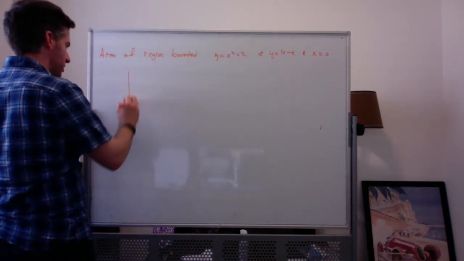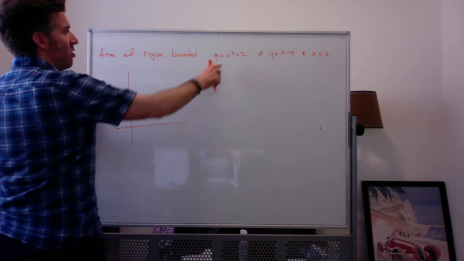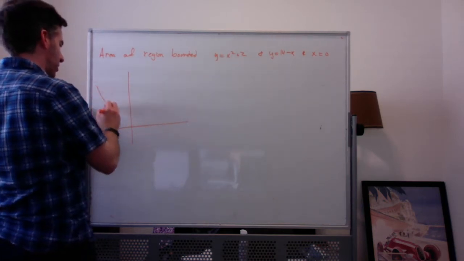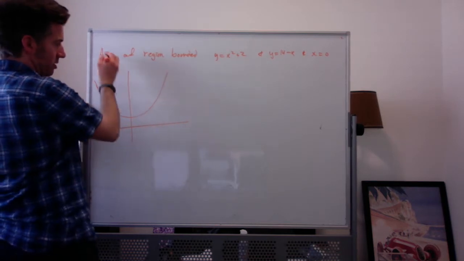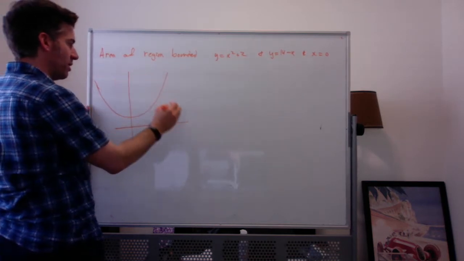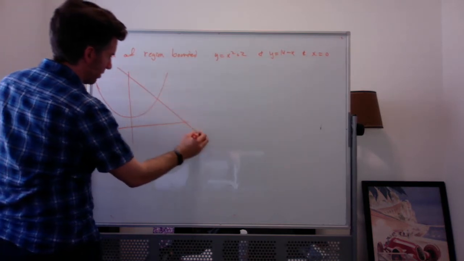I was going to draw this, and I do think it's worth drawing it. Y equals x squared plus 2 I know is a parabola that does something like this. And y equals 14 minus x is a straight line that goes down from left to right with a y-intercept of 14 and an x-intercept of 14. So it looks something like this.